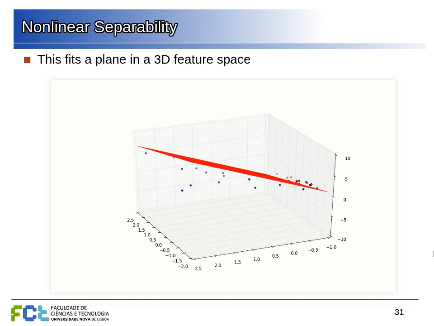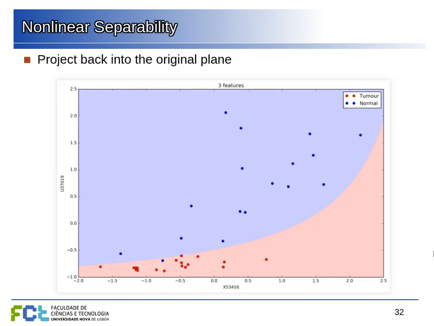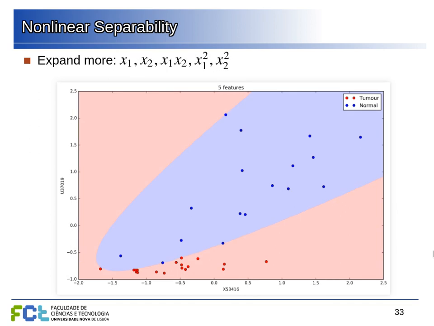Of course, we can go to higher dimensions still. I cannot do the plot in 4D, but we can add more features. For example, suppose we also add x1 squared and x2 squared. Now we have 5 features, so this is a more curved surface in 5 dimensions, and now we cut with a hyperplane in 5 dimensions, and when we project back, we have this discriminant here. And we can keep increasing this for, say, 7 dimensions and so on, 9 features.